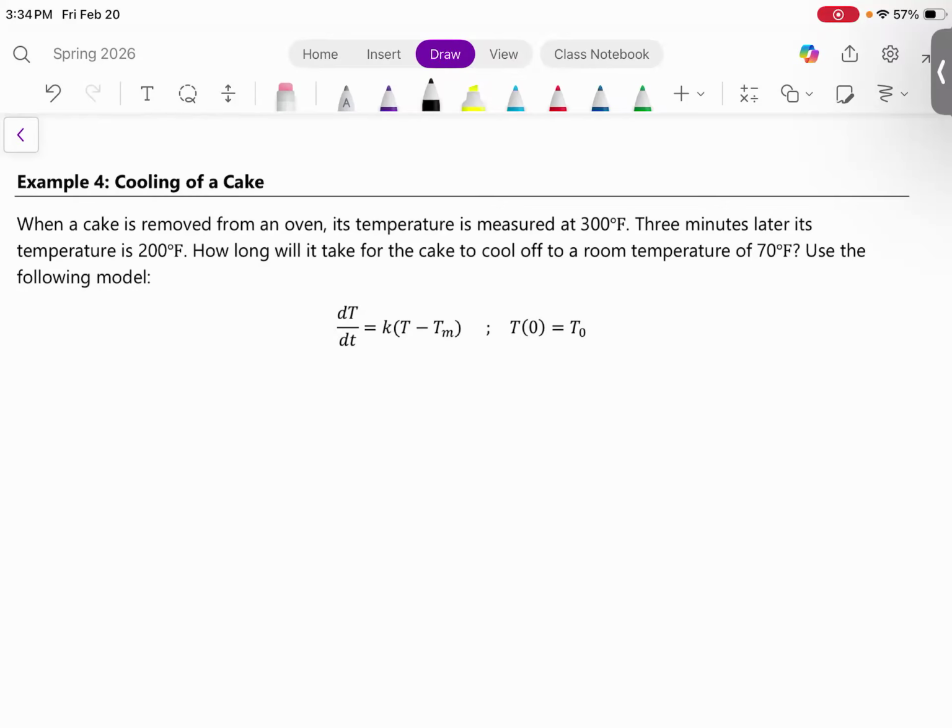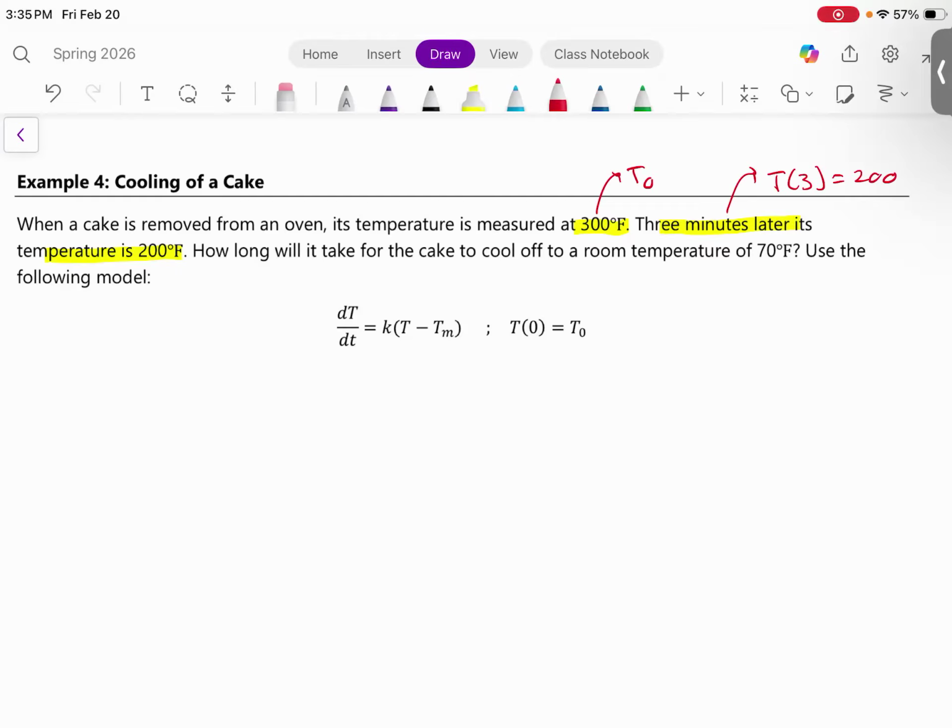So a cake is removed from the oven. Its temperature is measured at 300 degrees Fahrenheit. So that means it's the initial temperature. And then it says 3 minutes later, its temperature is at 200 degrees Fahrenheit. So we're given a condition here that T of 3, meaning at 3 minutes, we have a temperature of 200 degrees.